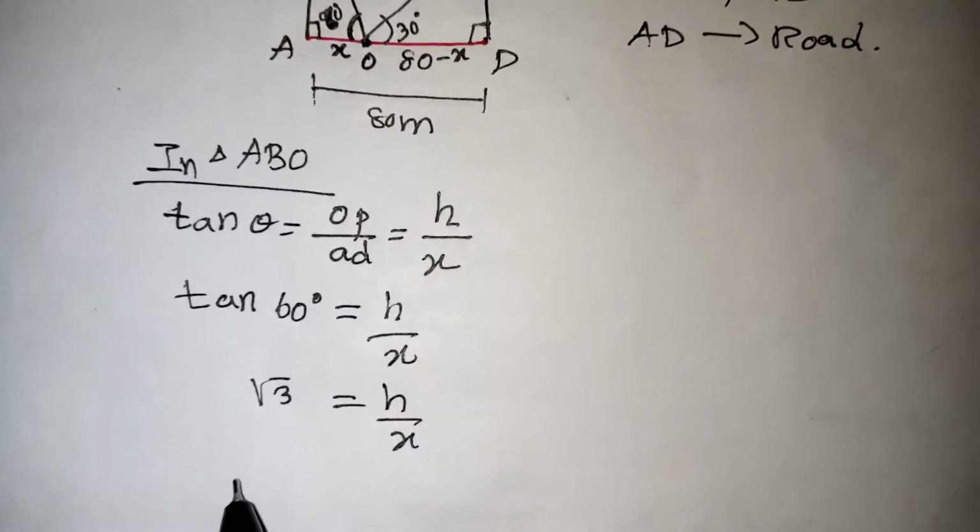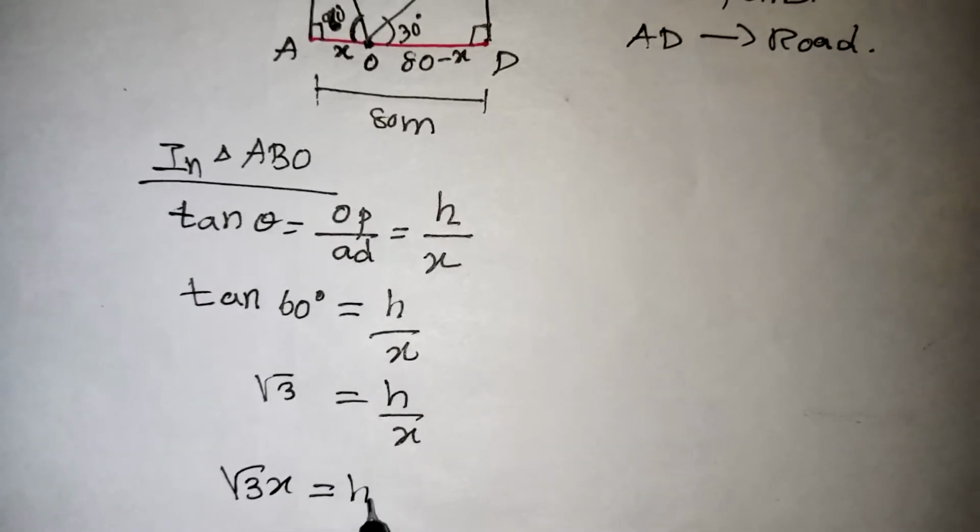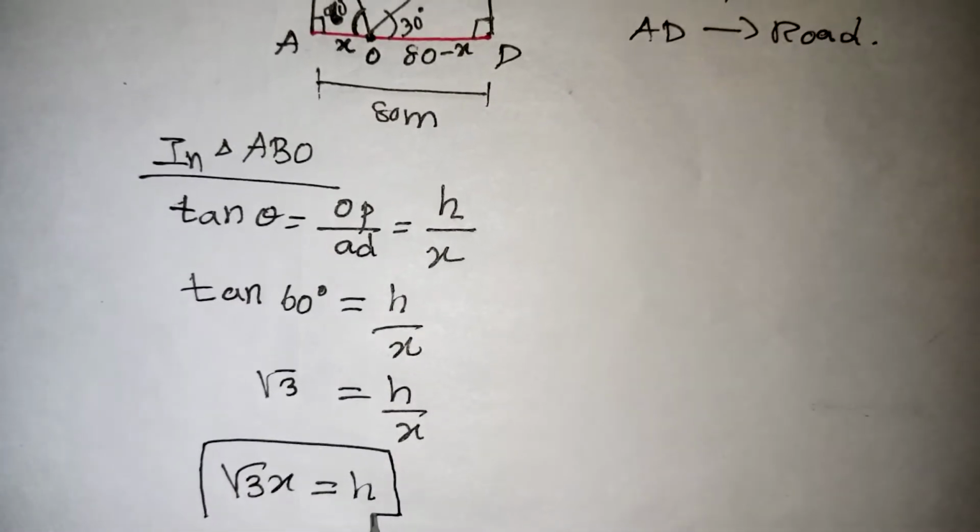The denominator x we take to the other side, so that will be multiplication. So root 3 x is equal to h. This is the first equation we are getting.